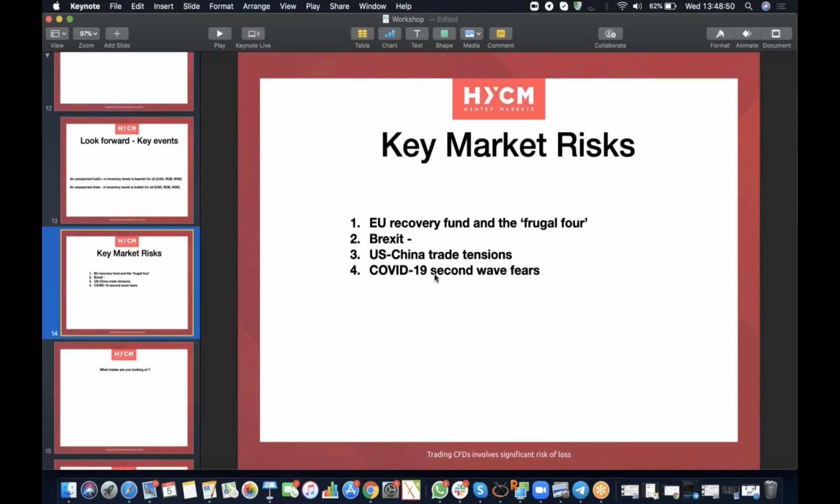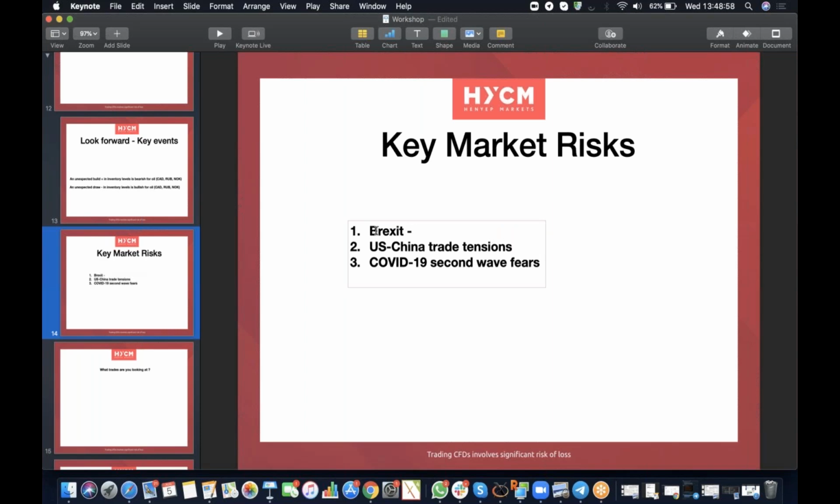Key market risks are just generally in the market you need to be aware of. Things, not the EU recovery fund, forgive me, that's gone. Things like Brexit. Now, Brexit headlines are quiet at the moment. Summer recess here in the UK, so there's not much politics going on. But remember, there's always a headline risk, so keep your eyes out on the pound. We also have US-China trade tensions and COVID-19 second wave fears.